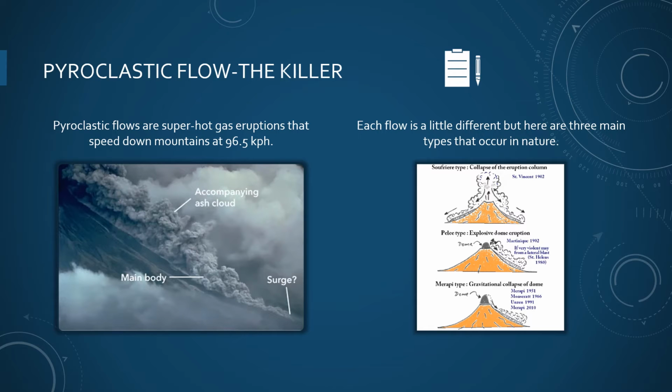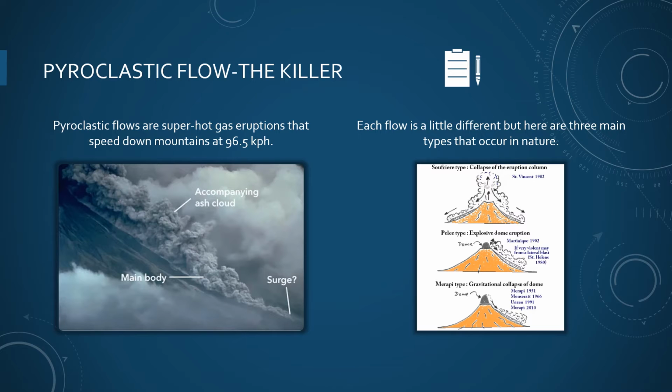So what is a pyroclastic flow? Well, again, let's look at a couple of examples here so you understand it better. The pyroclastic flows are a super hot gas eruption that speeds down the volcano mountain at about 96, 97 kilometers per hour. That's roughly 60 miles per hour in the United States. Now each flow is a little different, but here are three main types that occur in nature.